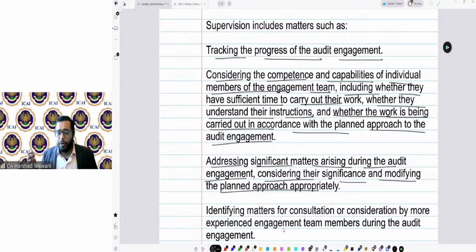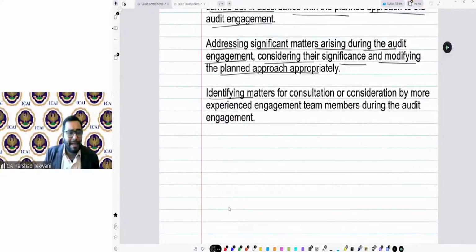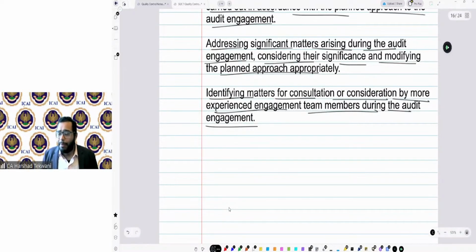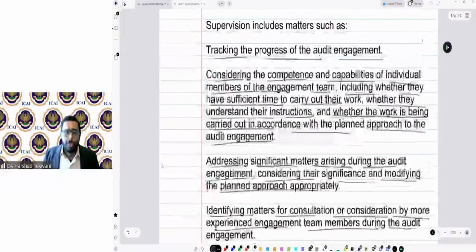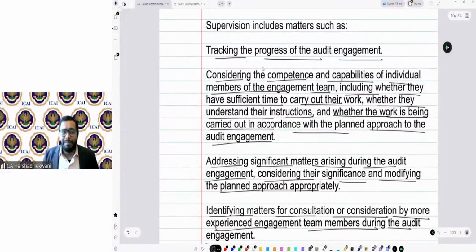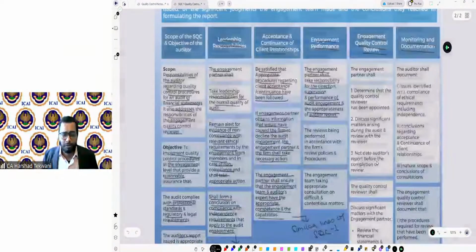Means if I am given a particular plan and I identify any exception, am I considering the impact of the exception on the plan, identifying matters for consultation or consideration by a more experienced team member during the audit engagement? Let's say there is some query where I need to involve the senior, then the team member who is performing the work needs to identify such matters and whether I'm involving the senior team member or not. So these are some activities which are required to be done during supervision.